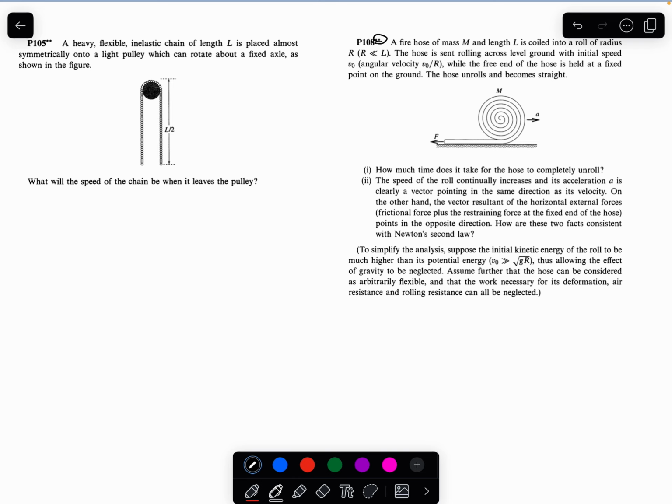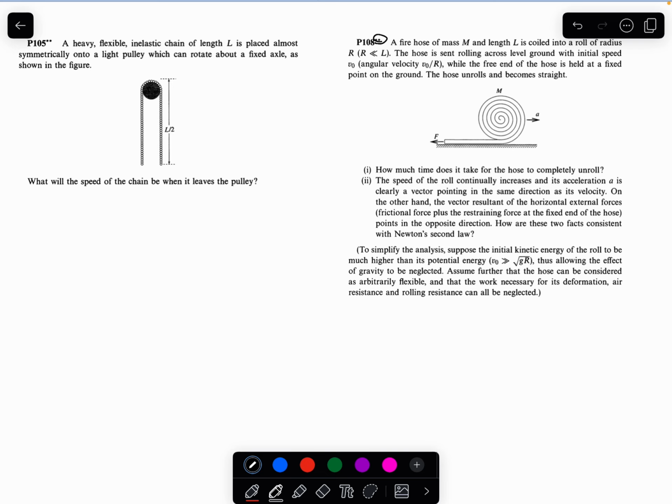step. But if you know the true fundamental method of it, it will be very clear. So let's start from problem 105.